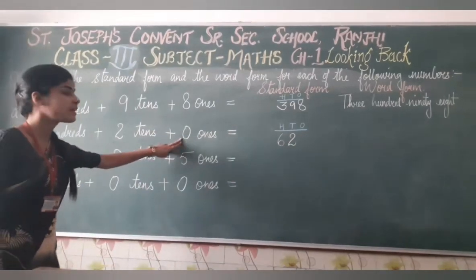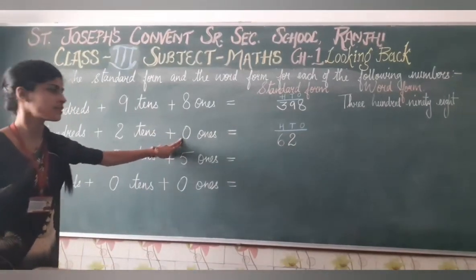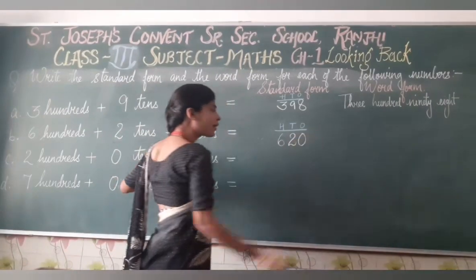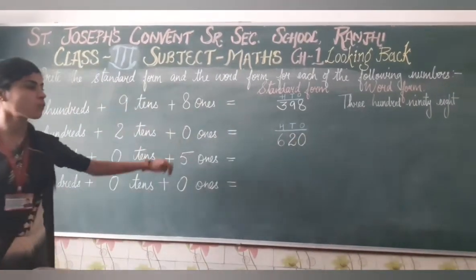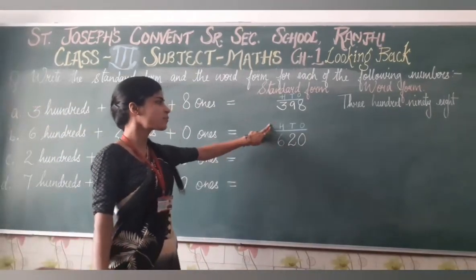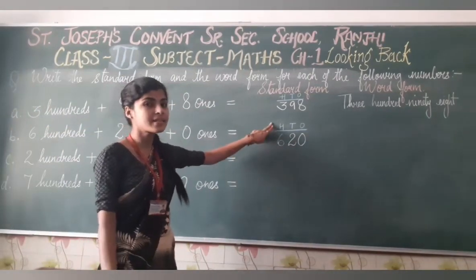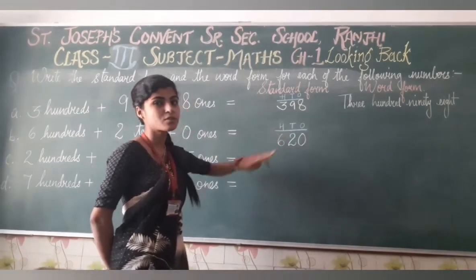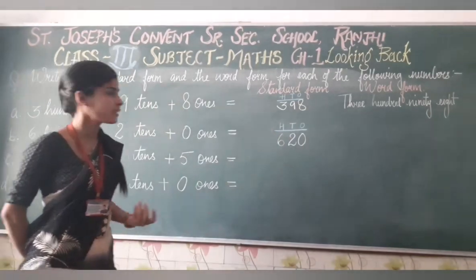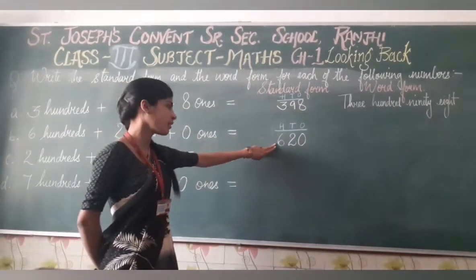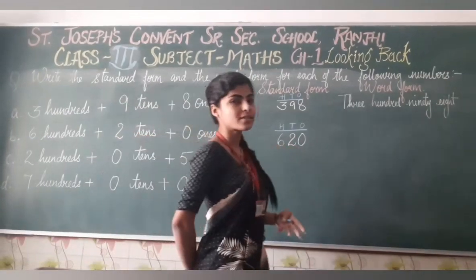And here it is 0 ones. 0 ones ka matlab ones ki place mein 0 aayega. Yes. So what is our number? Read it out. 6 is under the hundreds place, so it becomes 600. 2 is under the tens place, so it becomes 20. And 0 is there, so no need to read it. So 620.